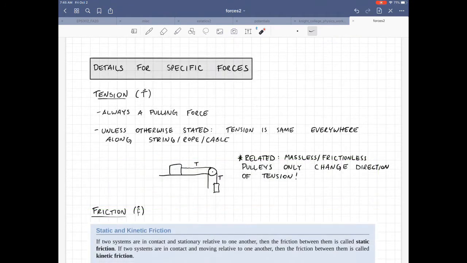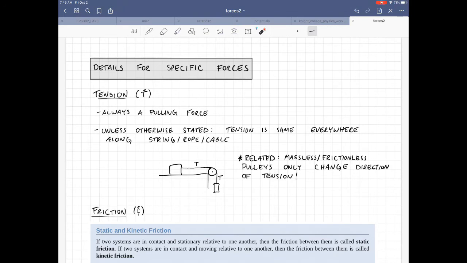Okay, and another thing that is going to be very helpful to us as we start to solve force problems is to go over some details for specific forces. The first force I want to talk about is tension. Tension exists in a problem anytime you have a taut string, cable, or rope. Tension is always a pulling force, and unless otherwise stated, the tension is going to be the same everywhere along the rope or the cable.